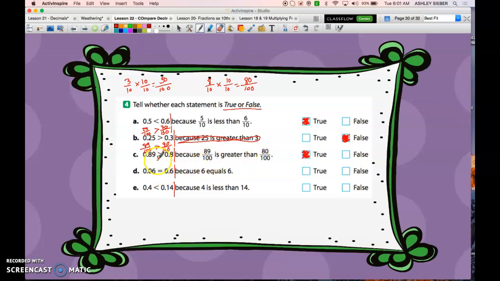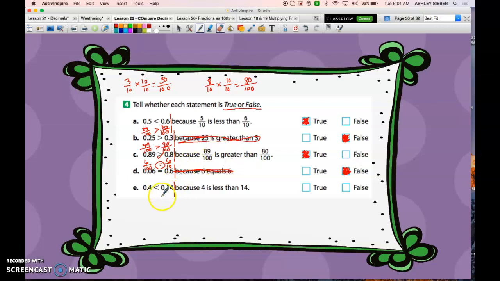Okay, let's look at this one. I know that this is the same as 6 hundredths, and this is the same as 6 tenths. Well, my numerators are the same. If my numerators are the same and my denominators are different, can they be equal? No. So I don't even care what this says. The expression is false, so the whole thing is false.